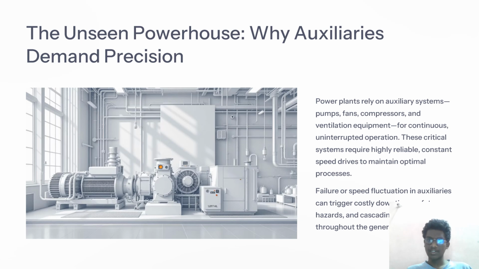A power plant relies on auxiliary systems, pumps, fans, compressors, and ventilation equipment. For continuous uninterrupted operation, the system requires highly reliable drives. Failure or speed fluctuation in auxiliaries can trigger costly downtime, hazards, and cascading failures.